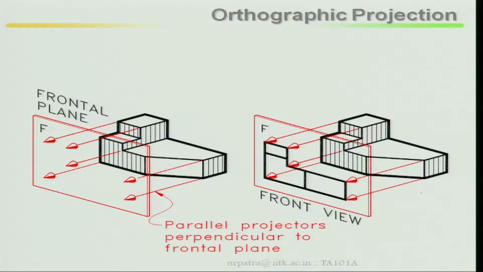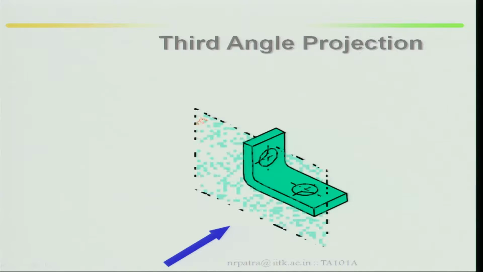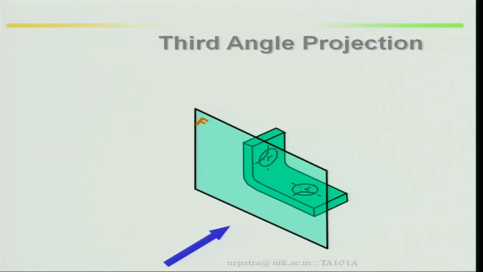Look at here, frontal plane. If I draw a frontal plane like this, the projectors are parallel and perpendicular to the frontal plane. Here it is also perpendicular to your frontal plane. Third angle projections, example: this is your object. I am looking from this side. What is the basic example of third angle projections? How to distinguish? Observer is here, then object is your third.